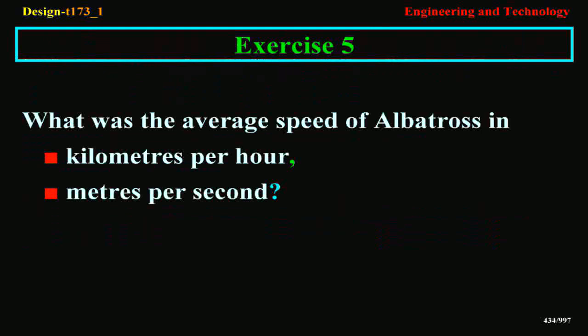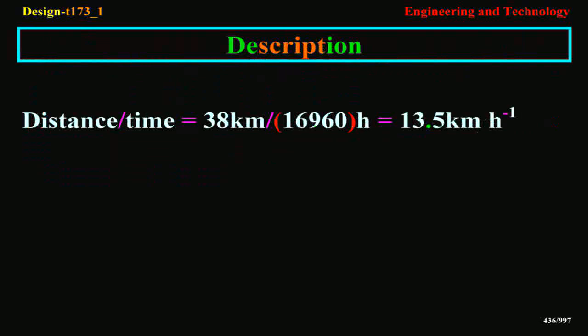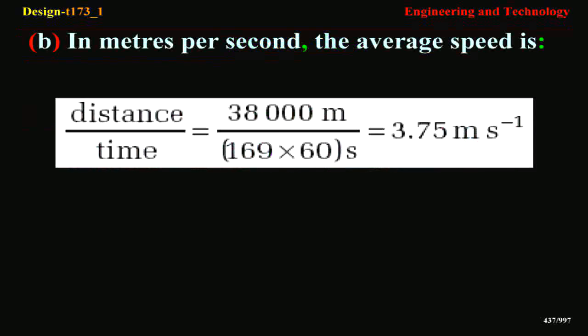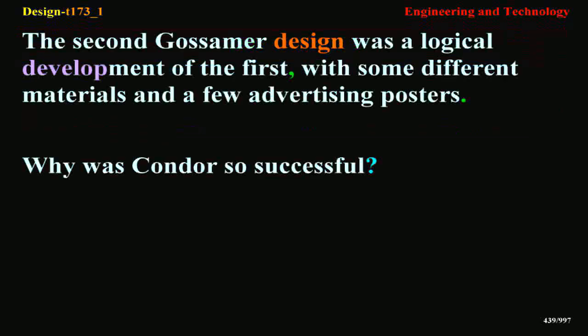Meters per second? Answer. In kilometers per hour, the average speed is distance over time, equal to 38 kilometers over 169/60 hours, equal to 13.5 km h^-1. B, in meters per second, the average speed is distance over time, equal to 38,000 m over 169 x 60 seconds, equal to 3.75 m s^-1.